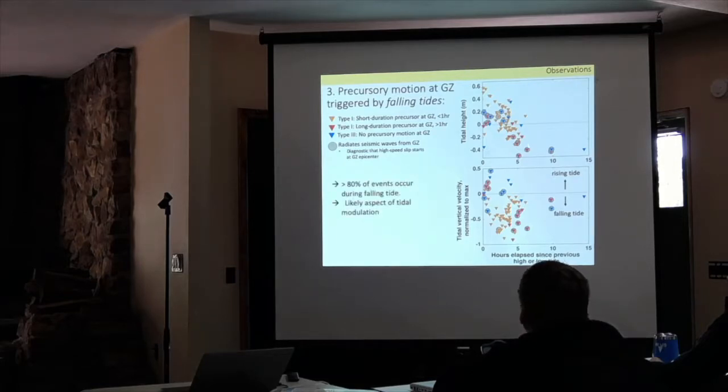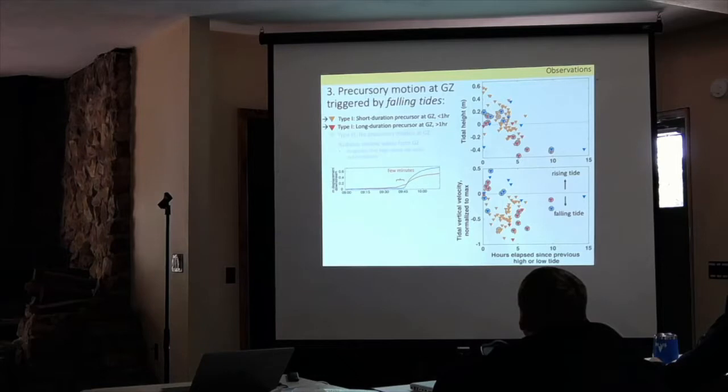You can see that the slip events start at a whole range of tidal heights, but almost all of them actually occur during falling tide once we realize that there's actually 2 tides in the location. More than 80% of the data set is actually during a period of falling tide. So this is probably an important aspect of the tidal modulation of the timing of these events.